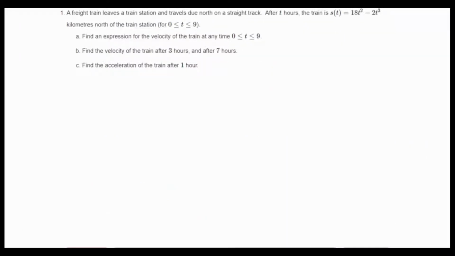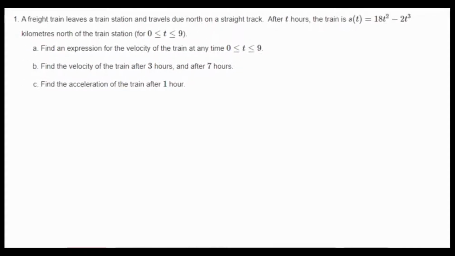Our next example here is looking at a freight train. We are told that a freight train leaves a train station and travels due north on a straight track. After t hours, the train is s of t equals 18t squared minus 2t cubed kilometers north of the train station for t's between 0 and 9. So this function accurately models the position of the train as a function of time for t between 0 and 9 hours. Let's take a look at the actual questions we're asked here.